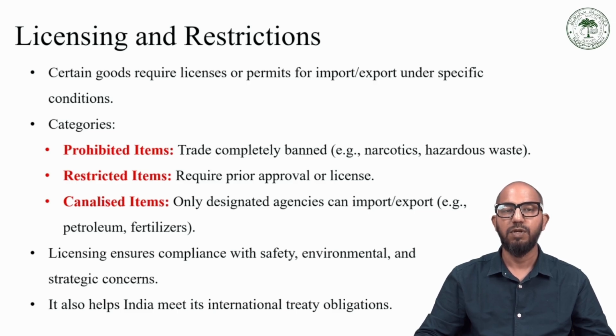Prohibited items are those in which trade is completely banned, for example, narcotics, hazardous waste, etc. Restricted items require prior approval or license of the government, and canalized items are only designated agencies that can import or export, for example, petroleum, fertilizers, etc. Licensing ensures compliance with safety, environmental, and strategic concerns. Licensing and restrictions also helps India meet its international treaty obligations.